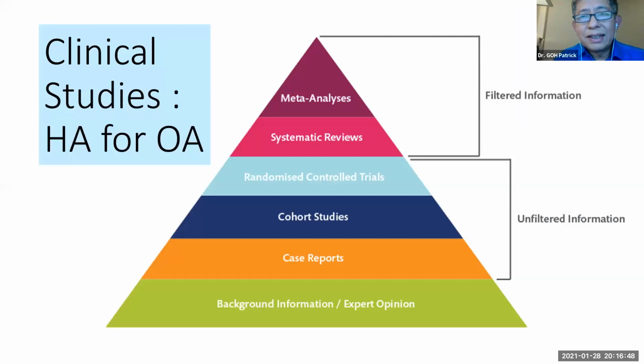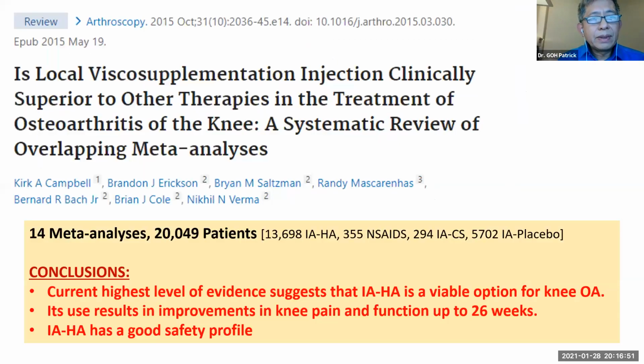So if we look at clinical studies again, this is a systematic review of meta-analyses. You take a bunch of meta-analyses and do a systematic review of them, supposedly one level higher than a meta-analysis even. The conclusion, with 14 meta-analyses and over 1,000 patients, is that intra-articular hyaluronic acid is a viable option for knee osteoarthritis. It results in improvement of knee function and pain up to 26 weeks, about half a year, with a good safety profile.